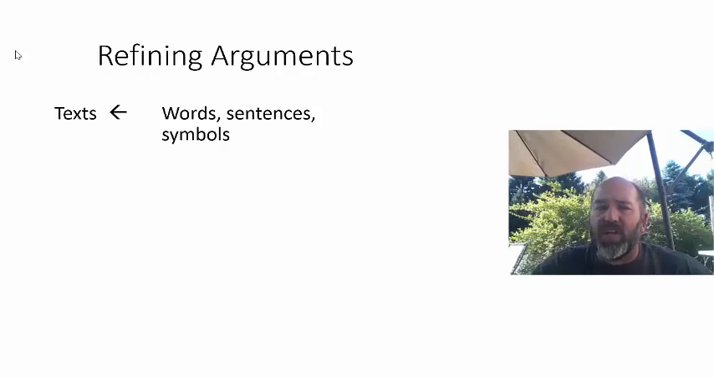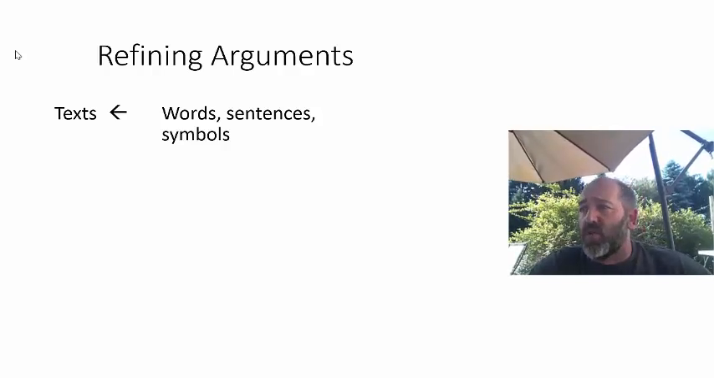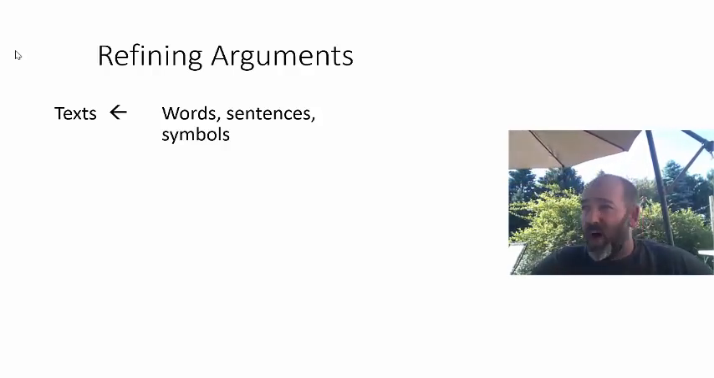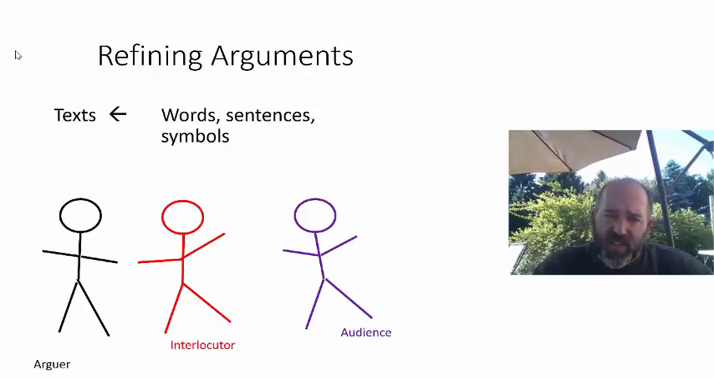Arguments appear in texts, right? Okay, speeches, testimonies before Congress, billboards, right? Okay, pamphlets, books, movies, documentary films, texts, some kind of collection of words and sentences and symbols, right? Something that has an argument in it on some level. Not all texts are arguments, but all arguments appear in the form of texts.